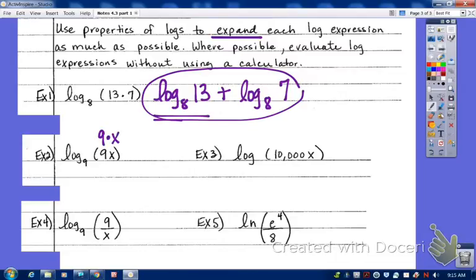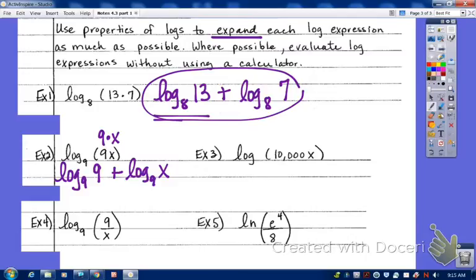So we're going to expand using our product rule: log base 9 of 9 plus log base 9 of x. We're multiplying the two terms, 9 times x, so we expand that out using the addition sign. Then we check to see if we can evaluate either log without using a calculator. Log base 9 of 9 we can evaluate without a calculator.